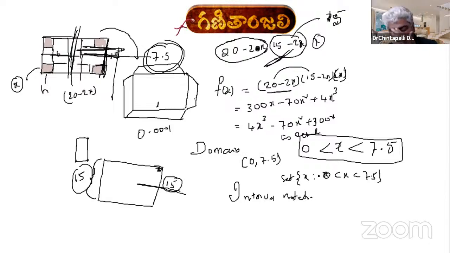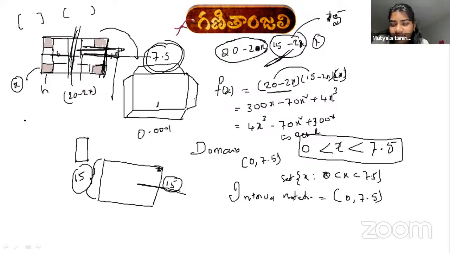Interval notation is open 0, 7.5. At this time, you should know there are two kinds of brackets. This is one kind of interval, and this is another kind of interval. Do you know the difference between them?